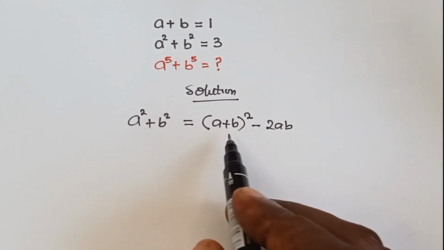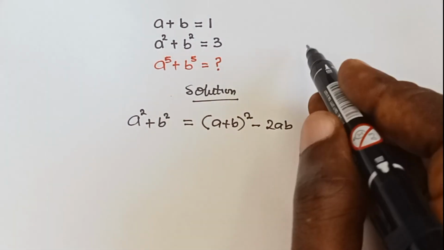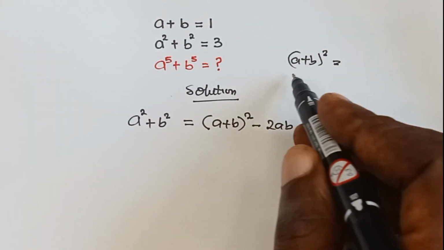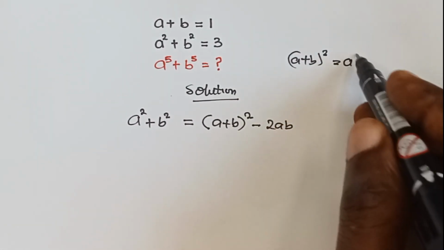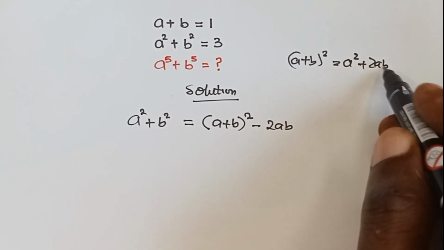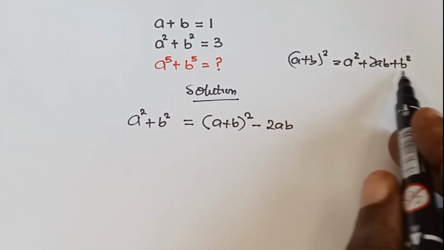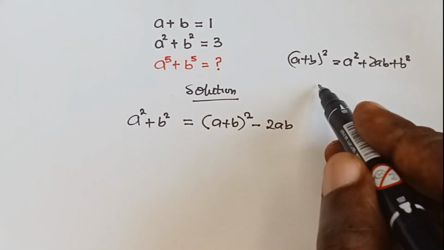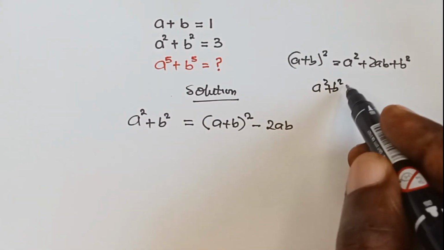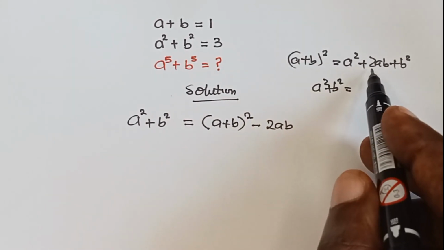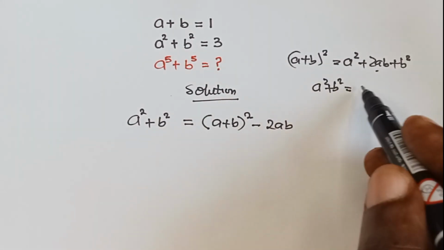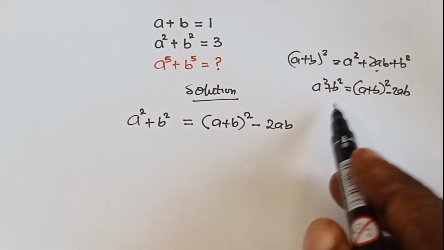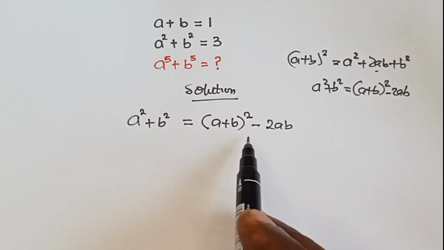When you use the identity of square, remember that when you have (a plus b) squared and expand this, it's going to give you a squared plus 2ab plus b squared. Then by the time you take a squared and b squared together, it will give you a squared plus b squared equals, you subtract 2ab from this, which will give you (a plus b) squared minus 2ab. Okay, alright, so that is what I have written here.